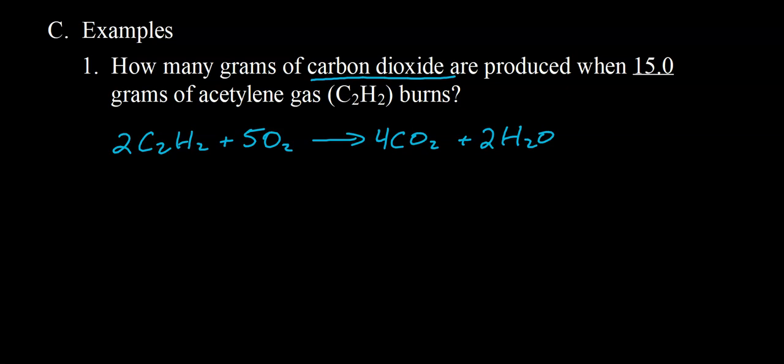I like to always label in the equation what we're given the amount of. I call that the given. And I also like to label the unknown, the substance that we're trying to find the amount of. So we are given the amount of acetylene, and we are trying to find the amount of carbon dioxide. So let's start off with the quantity given to us in the problem. We'll start way over here to the left.